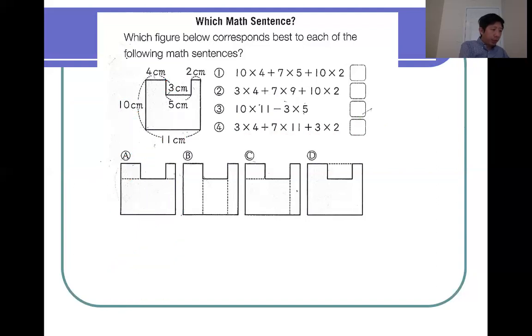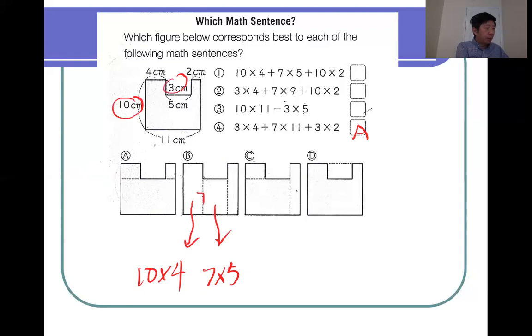So this is A, right? Now what about B? B, actually, this piece is 10 by 4, right? Over 10 by 4. And then this one is 7 by 5, right? 7 by 5. How do we know 7 by 5? Because I take a 10 minus 3, I got 7 for this. And then I have 5 for this, right?